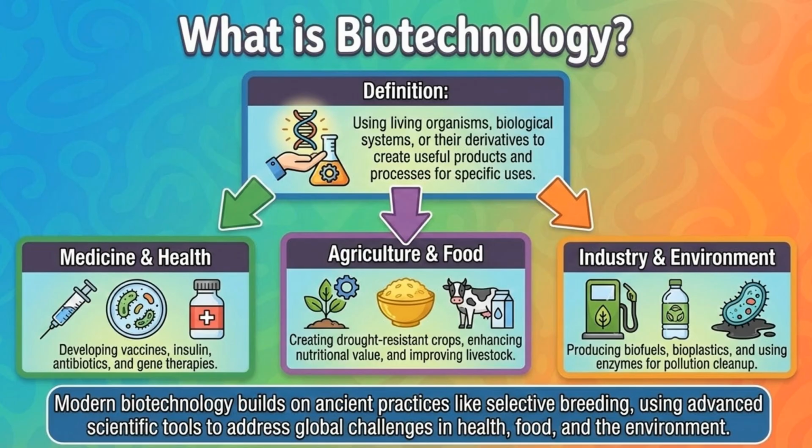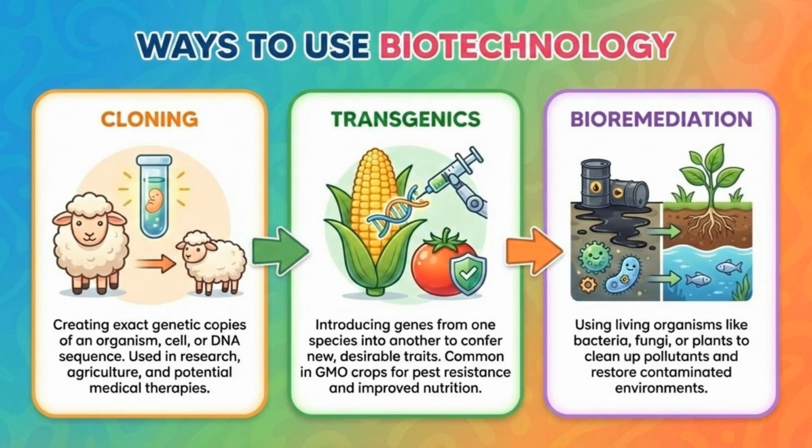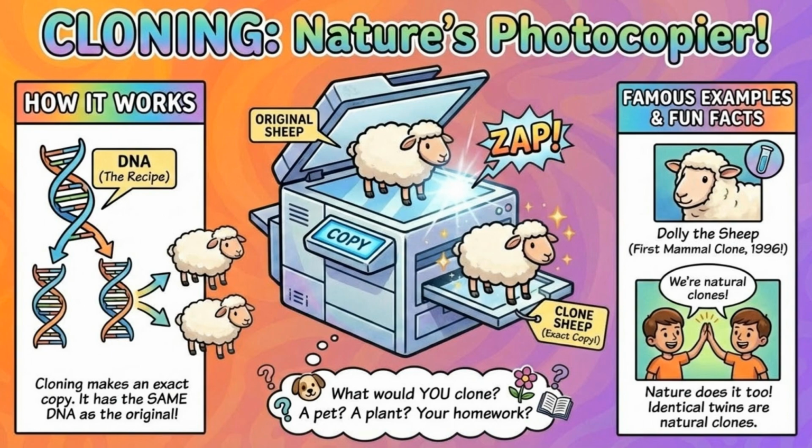Biotechnology is defined as using living organisms or their derivatives to create useful products. It is applied in medicine, agriculture, and industry to address global challenges. Ways to use biotechnology include cloning, transgenics, and bioremediation. These methods involve manipulating or utilizing biological systems for specific beneficial outcomes. Cloning, often referred to as nature's photocopier, makes an exact genetic copy of an organism. Dolly the sheep was the first mammal cloned in 1996, but identical twins are natural clones.